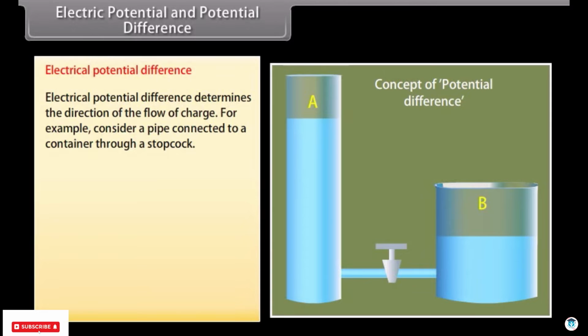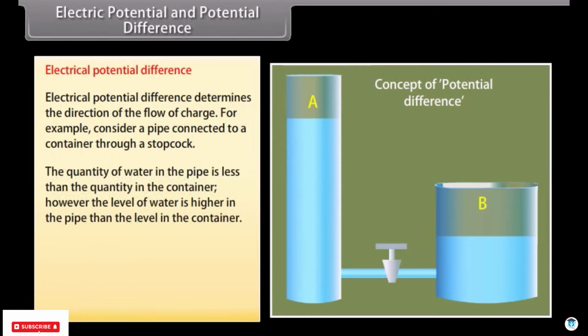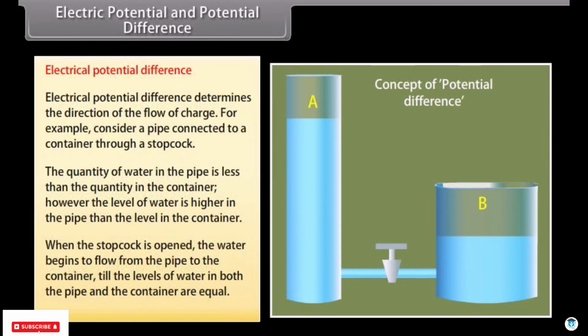For example, consider a pipe connected to a container through a stop cork. The quantity of water in the pipe is less than the quantity in the container. However, the level of water is higher in the pipe than the level in the container. When the stop cork is opened, the water begins to flow from the pipe to the container till the levels of water in both are equal. This shows that it is not the quantity of water but the level of water which decides the direction of flow. It is the potential difference that is responsible for the flow of water.